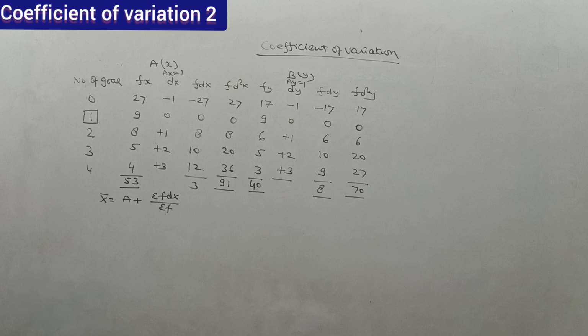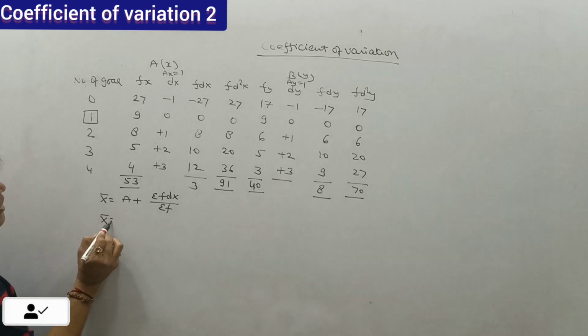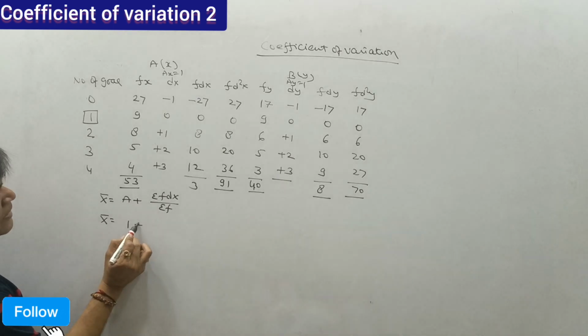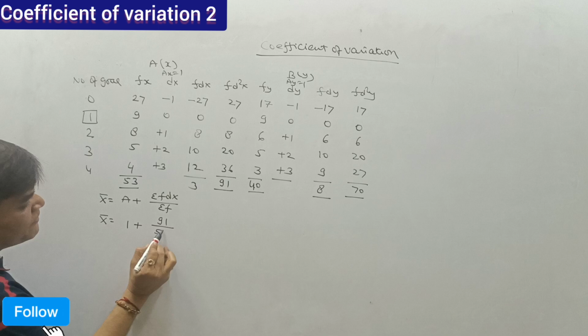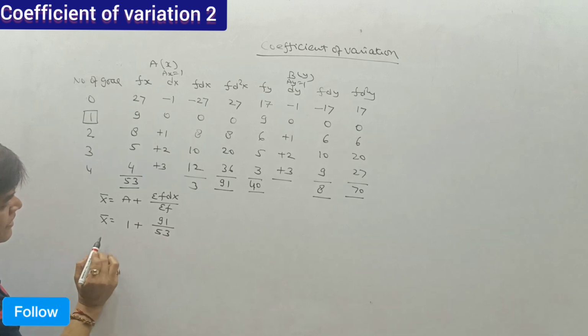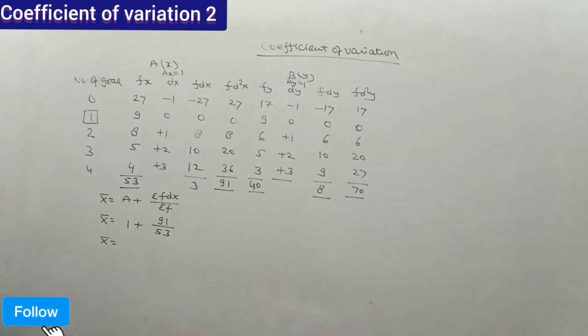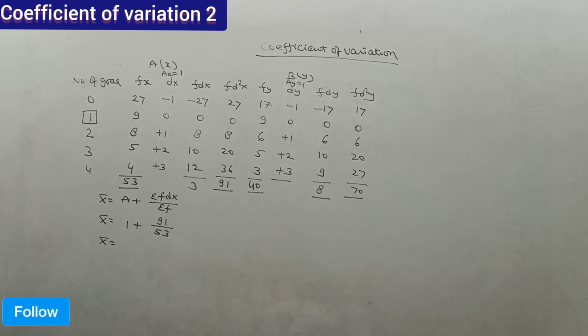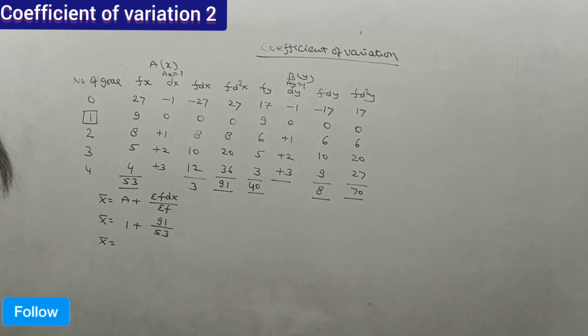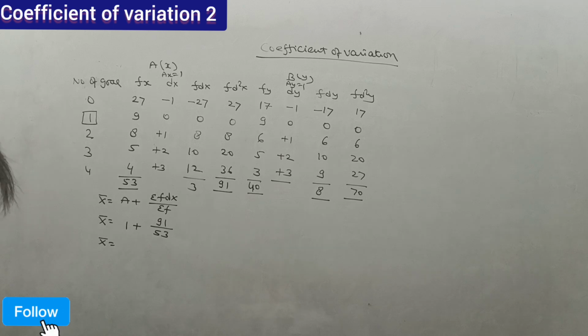17 plus 9, okay, 53. So the value of x bar, assume mean is 1 plus sigma f dx divided by sigma f, that is 91 divided by 53. So the value of x bar, 91 divided by 53 plus 1, that is 2.71.